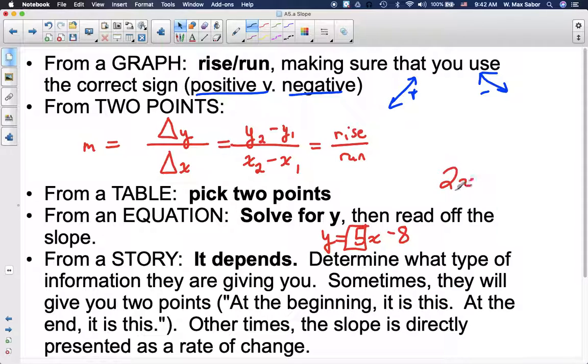Please note that you can't just say that the slope is 2 here. That's not the slope. You have to get y by itself first. And from a story, what does a slope literally mean? Well, it's how much y is changing each time x increases by 1. So determine what information they're giving you. If they're giving you 2 points, you can use those as inputs to this formula.